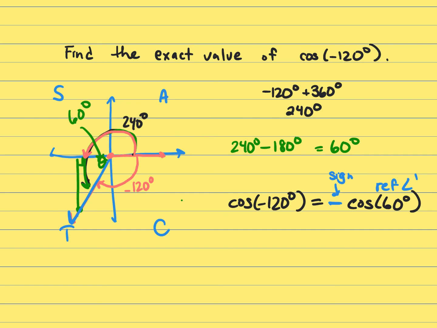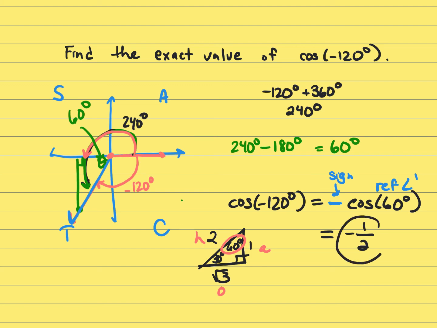So now I just have to figure out what is cosine of 60, and that's where our reference triangles come into play. If this is 60 and this is 30, and remember this is 2, 1, radical 3, if I'm using 60 as my angle, this is my opposite, this is my adjacent, and this is my hypotenuse. So the cosine of 60 is going to be the adjacent over hypotenuse, which is 1/2. So the cosine of negative 120 is simply going to be negative 1/2.